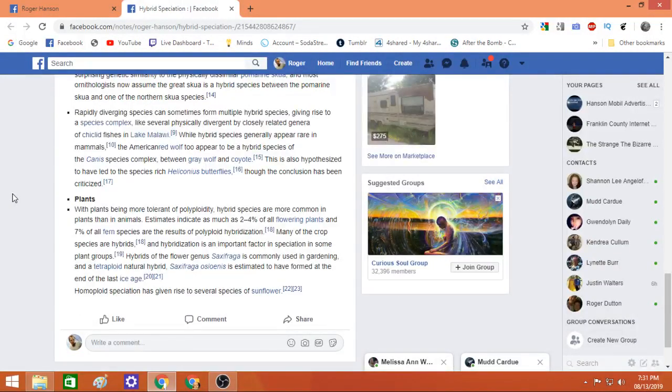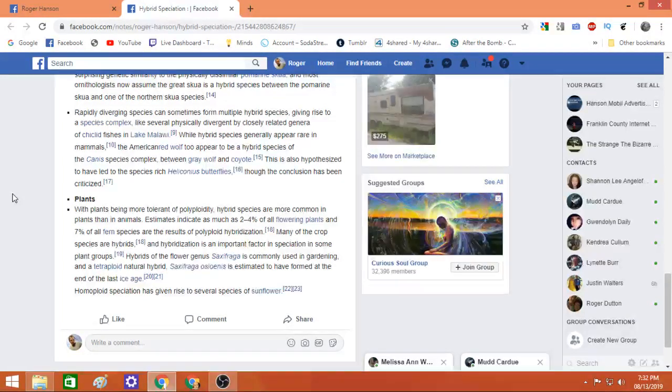Rapidly diverging species can sometimes form multiple hybrid species, giving rise to a species complex, like several physically divergent but closely related genera of cichlid fishes in Lake Malawi. While hybrid species generally appear rare in mammals, the American red wolf too appears to be a hybrid species of the Canis species complex between gray wolf and coyote.